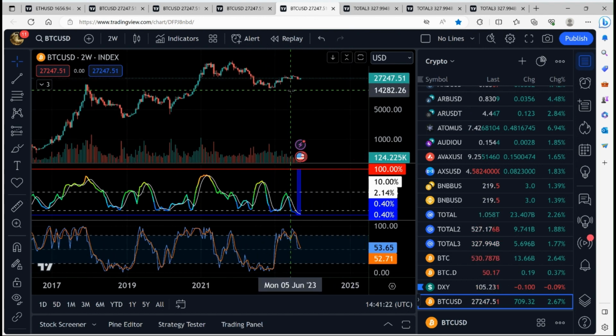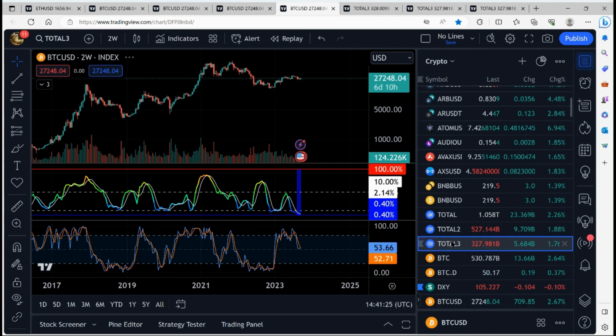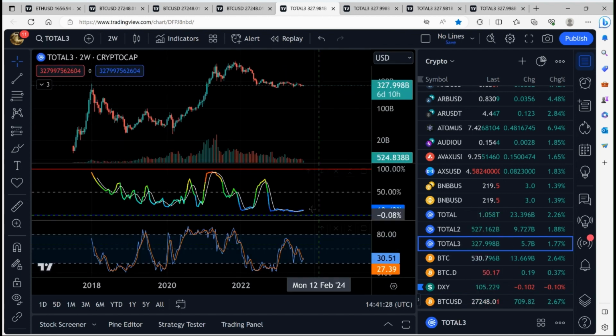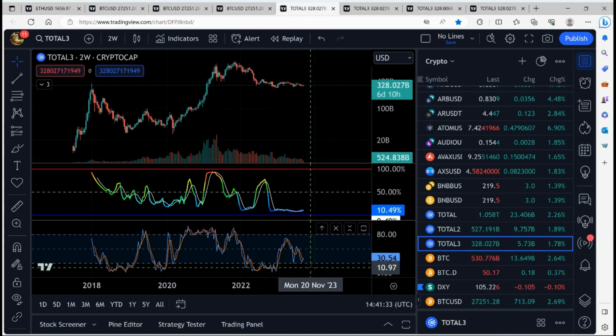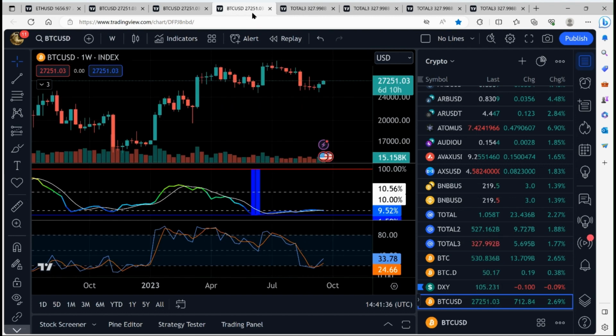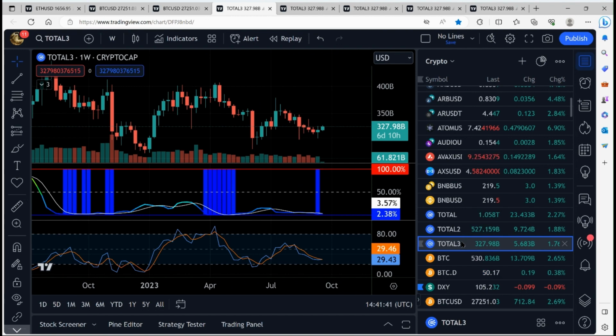This is Bitcoin. I've got to switch all these. So same thing here, extreme low volatility. I'm going backwards now on the 2-week, and you can see the stochastic oscillator 2 is pointed upwards. This is Bitcoin, switched to the weekly. Down to 2.38% here on the BBWP. That's the Bollinger Band Width Percentile indicator, which represents volatility.